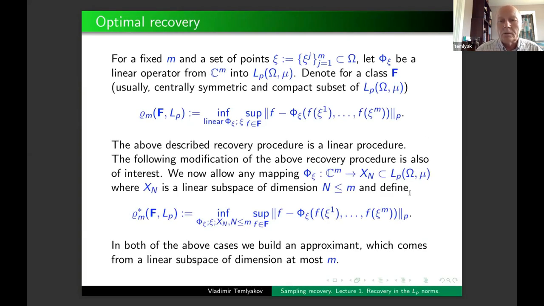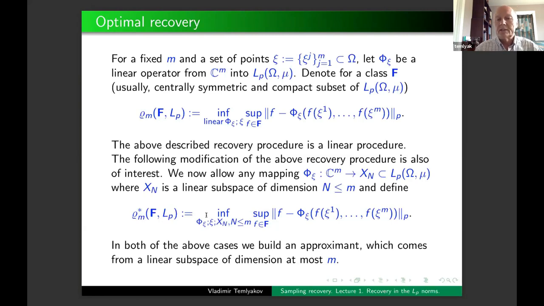Certainly, we can modify this and allow this phi c, like it is written here, to be any operator, but still one which maps vectors from C^m, which will be the function values on the set of these points, into this space L_p(Omega). And then we take the infimum. Certainly now this infimum is taken over a wider class of operators, and certainly this quantity will be less than this one.